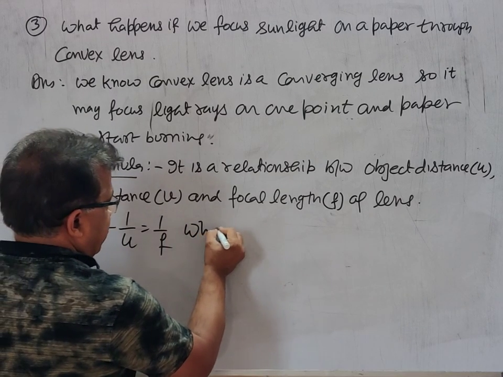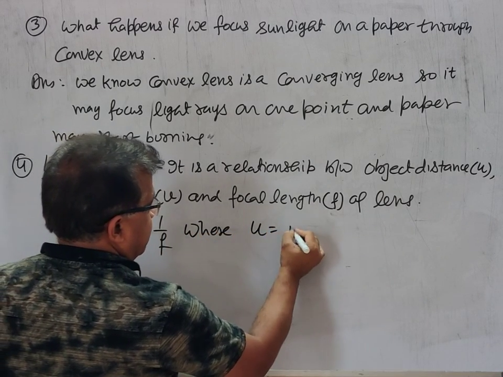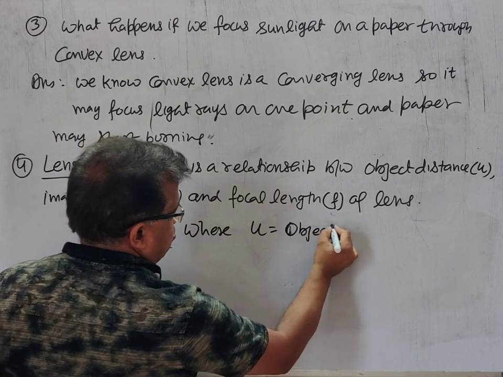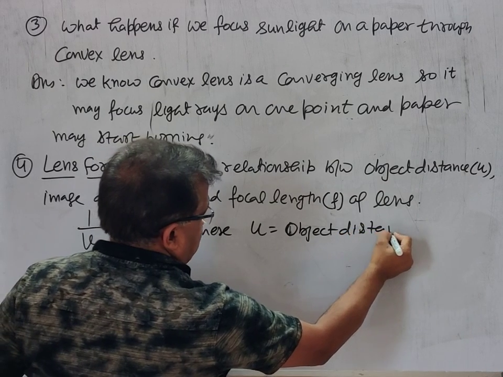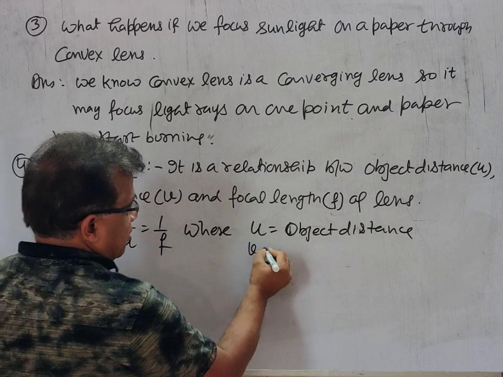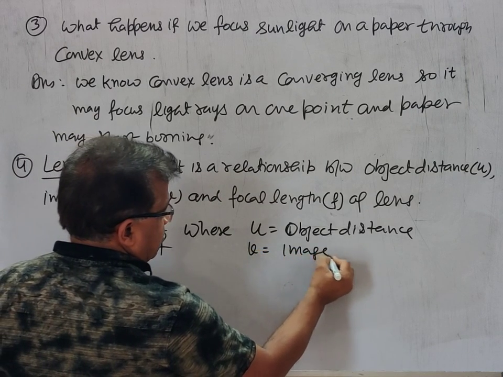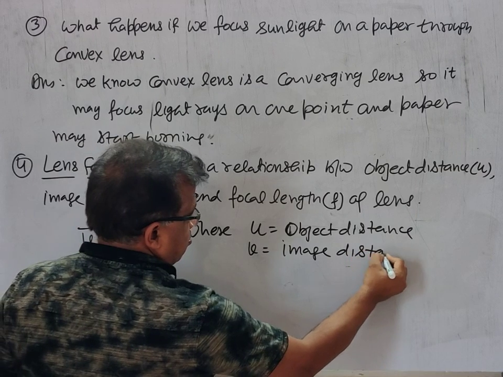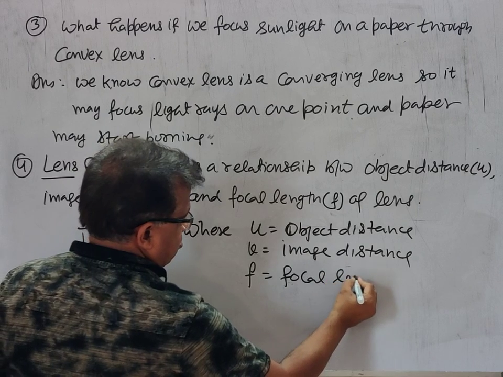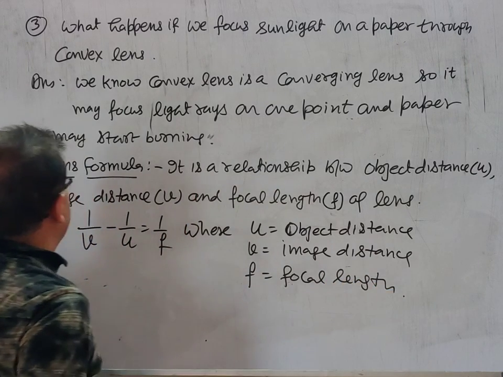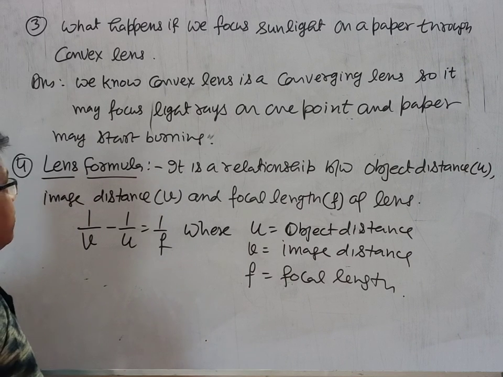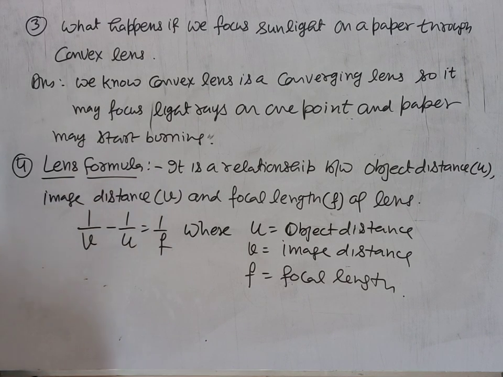And you know we write everywhere where u is object distance, that is distance of object from the lens, that is optical center. v is image distance and f is focal length of lens. So this is lens formula. Then magnification or linear magnification.